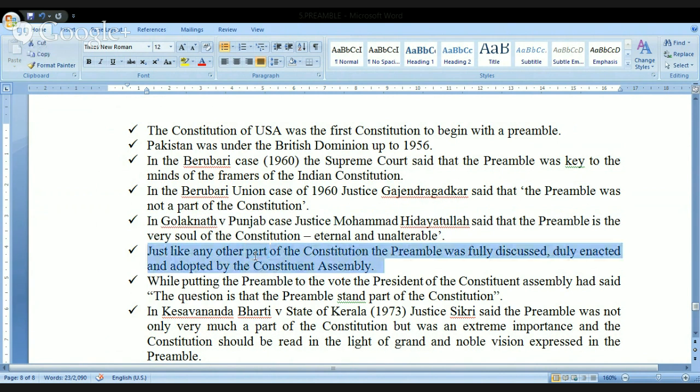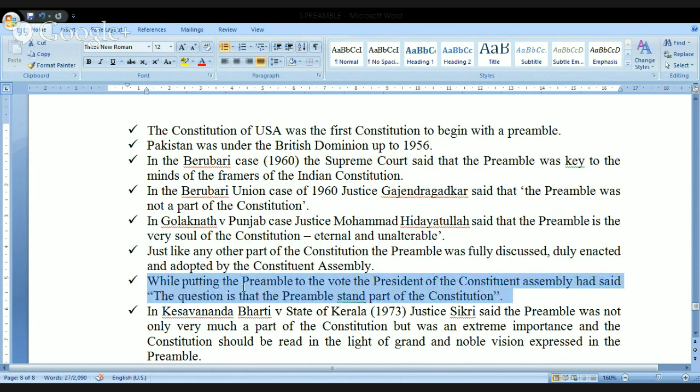Next one. Just like any other part of the Indian Constitution, the preamble was also fully discussed. It was also enacted, and finally it was adopted by the Constituent Assembly. Next one.